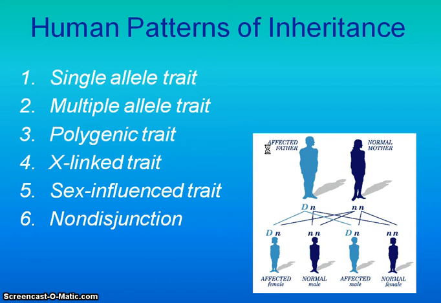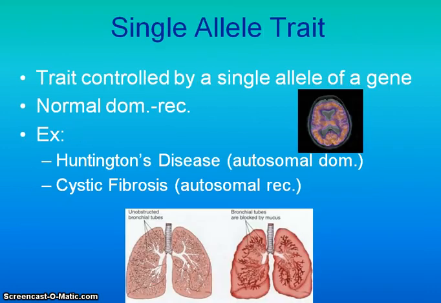We're going to look at some patterns of inheritance. Some of these we've talked about already, but these are going to be the next 6 patterns that we look at. So how things get passed down from generation to generation. The first one is a single allele trait, and these are ones that are controlled by a single allele of a gene, so either a dominant allele or a recessive allele.